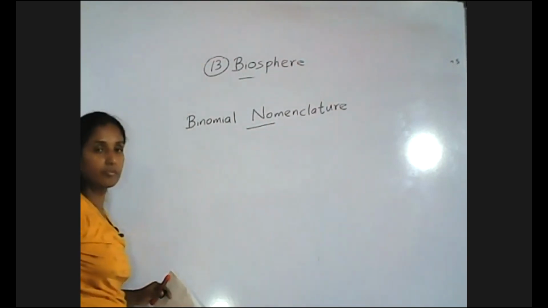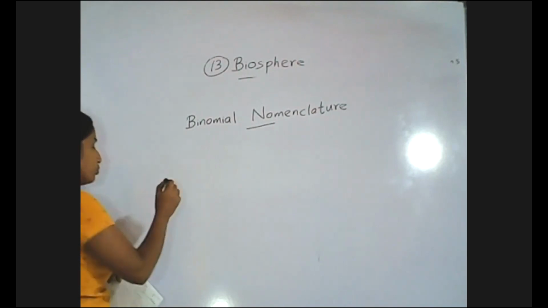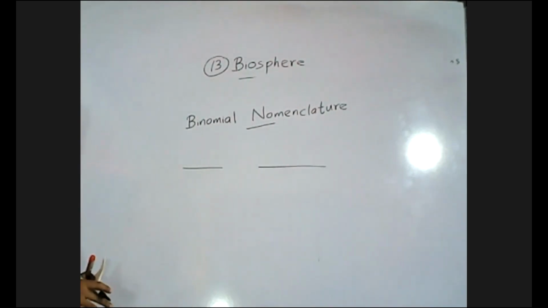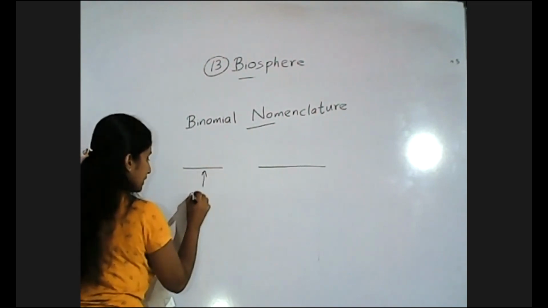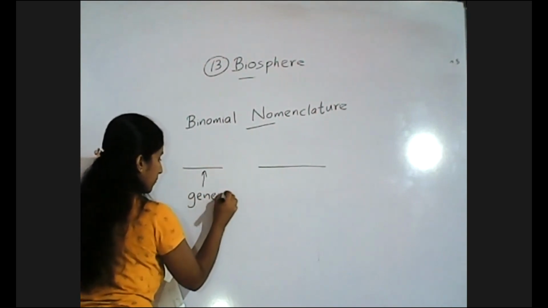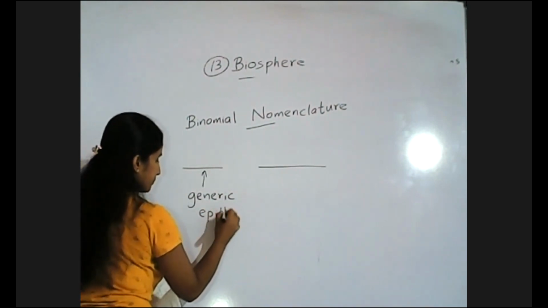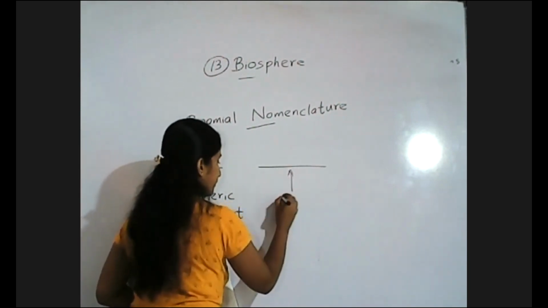Right, so when we write the scientific name of an organism, we use two epithets. We use two epithets to name an organism under the scientific method. The first one is the generic epithet, and the second part is the specific epithet.